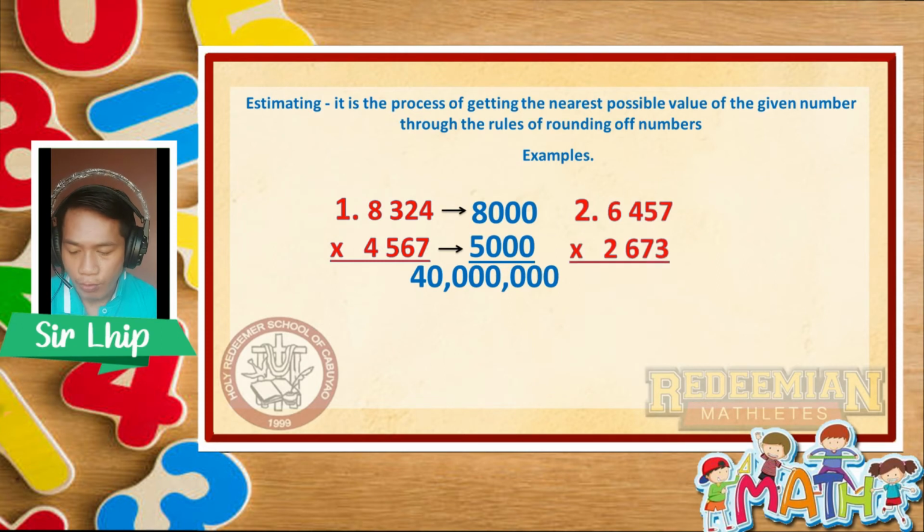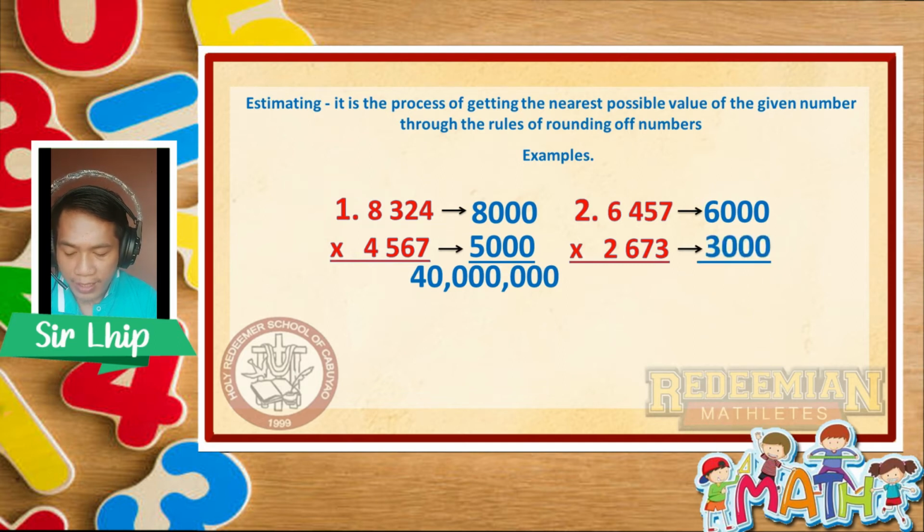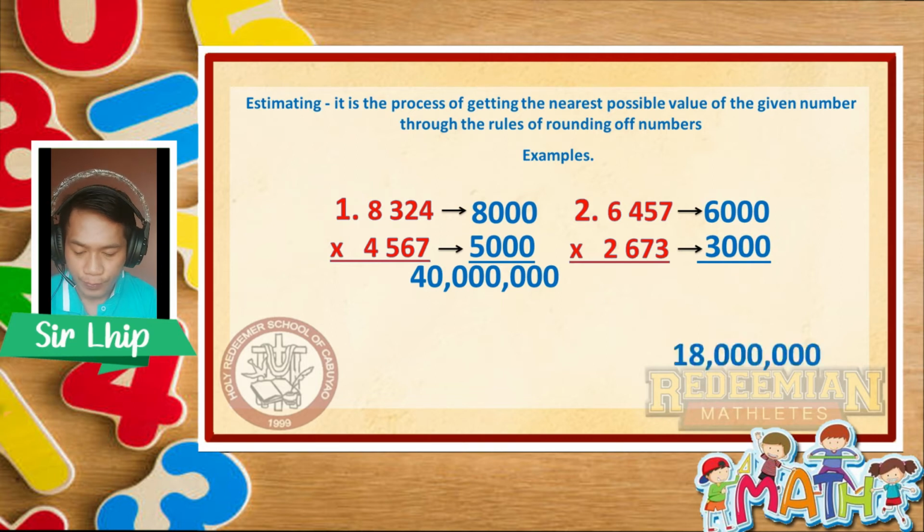6,457 times 2,673. 6,457 becomes 6,000 times 2,673, round off to 3,000. Estimated product is 18 million.